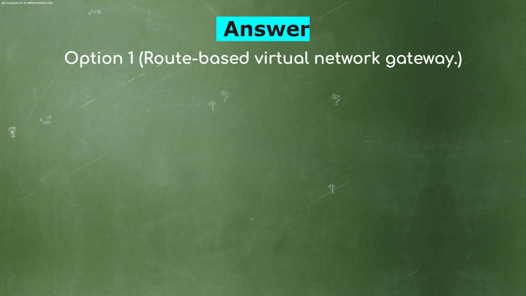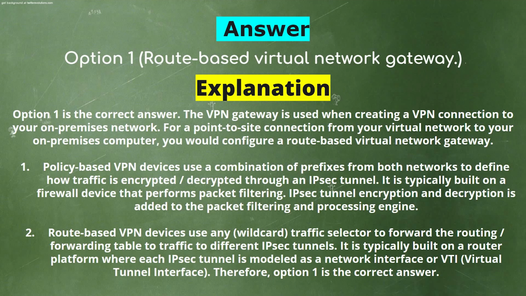Route-based virtual network gateway. Explanation. Option 1 is the correct answer. The VPN gateway is used when creating a VPN connection to your on-premises network. For a connection from your virtual network to your on-premises computer, you would configure a route-based virtual network gateway.